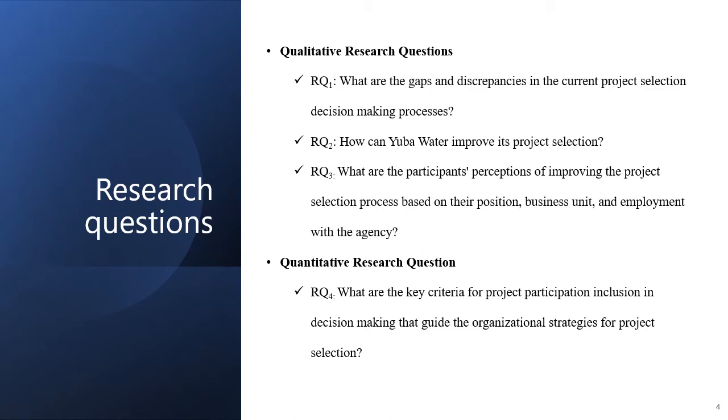Once we gather that information, then on the quantitative phase, we will have identified the key criteria, and then we'll use that in the quantitative phase for the employees to rank. And that'll be based off of who should be included in that project, and what's the key criteria that they believe is important to making the proper selection of a project and to make it successful.